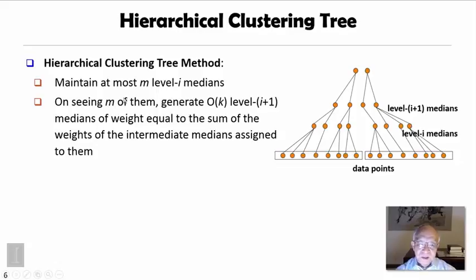Then if we see m such medians coming, we will generate one more level. This level, level i plus 1, is still k multiple. But the weight is equal to the sum of the weights of those medians. That means if you look at level i plus 1, the weight of this median point, how many points it really represents, is the sum of the weights of the level-i medians. And each level-i median's weight is the sum of how many real data points are summarized and represented by that median point.